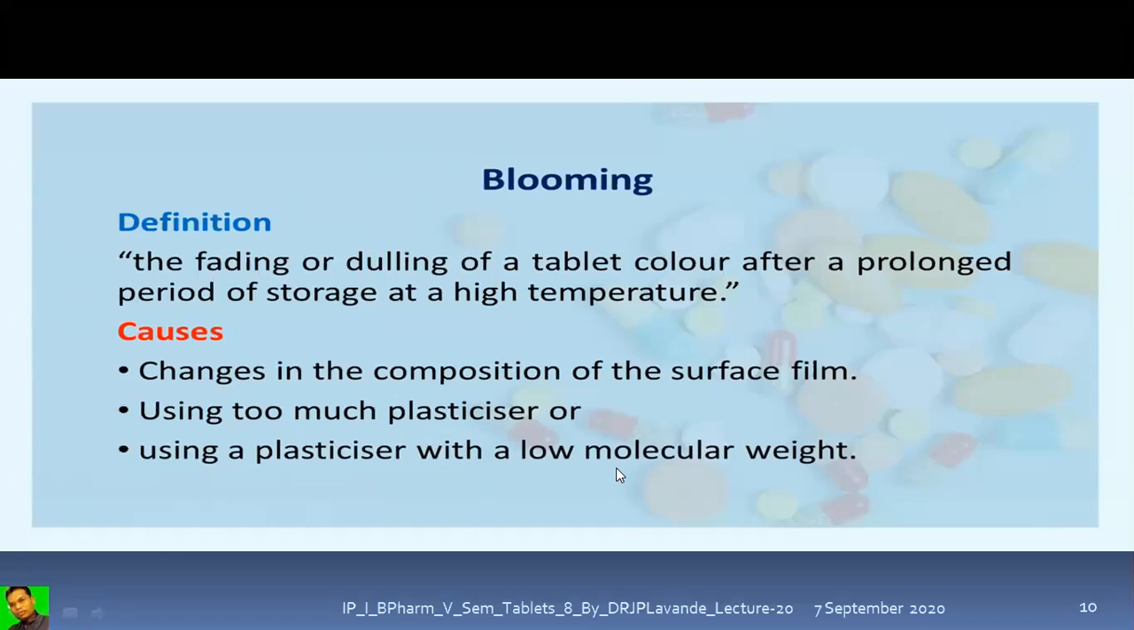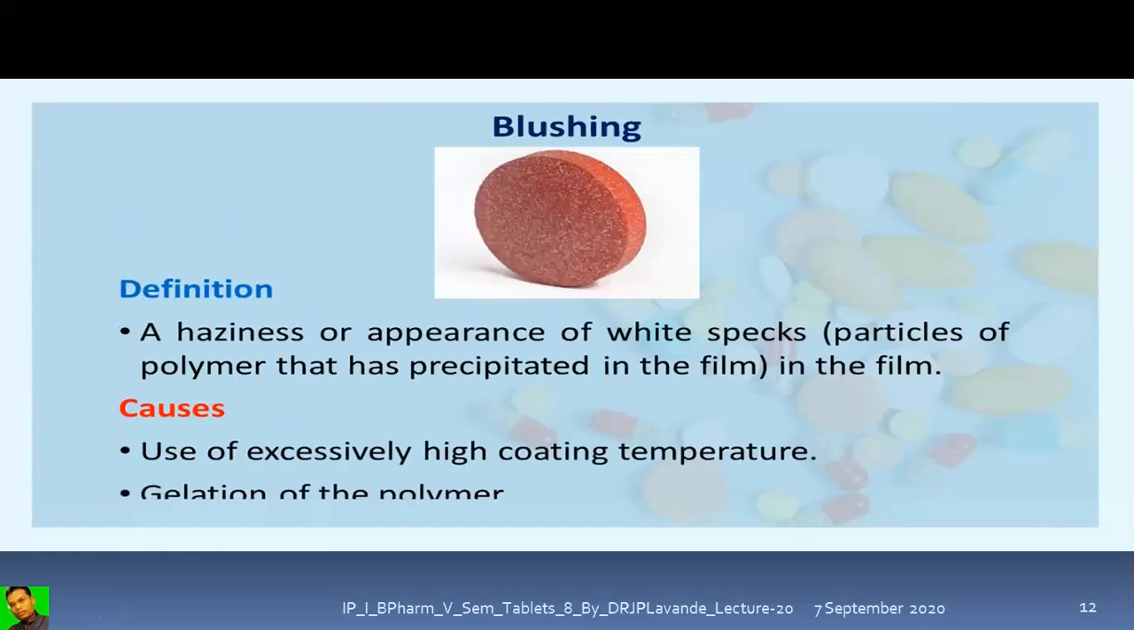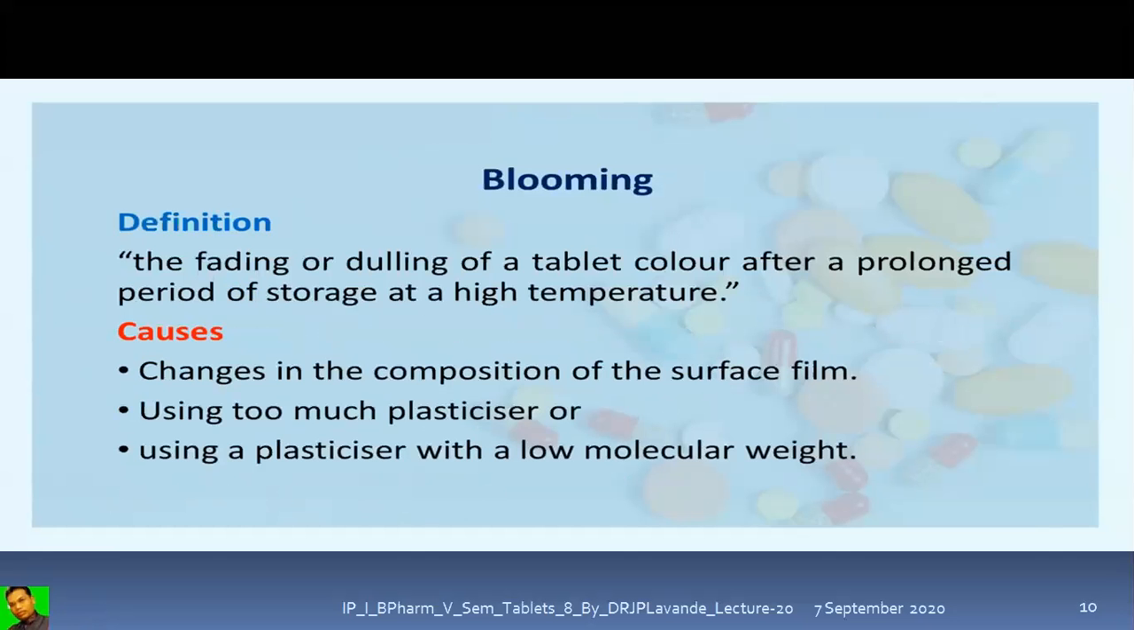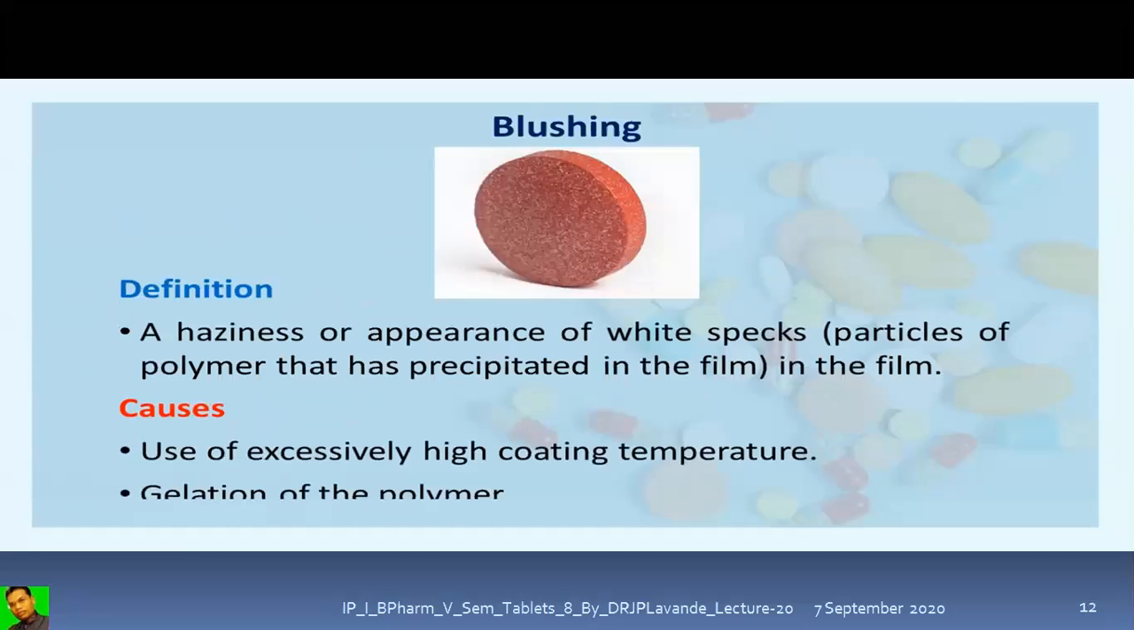So, what will be the remedy? Decrease the concentration of the plasticizer in the polymer or use a high molecular weight plasticizer. So, based on the causes, we can choose the particular remedy in order to rectify, in order to correct the defect.